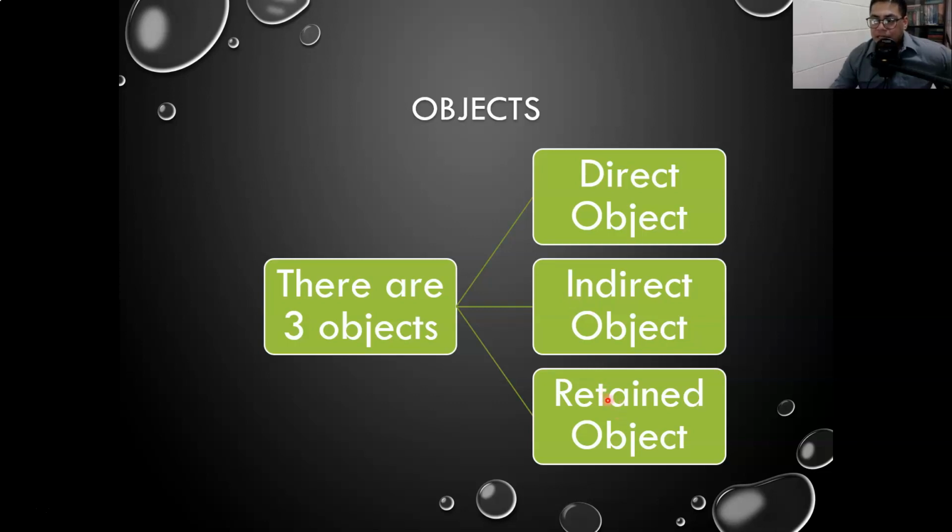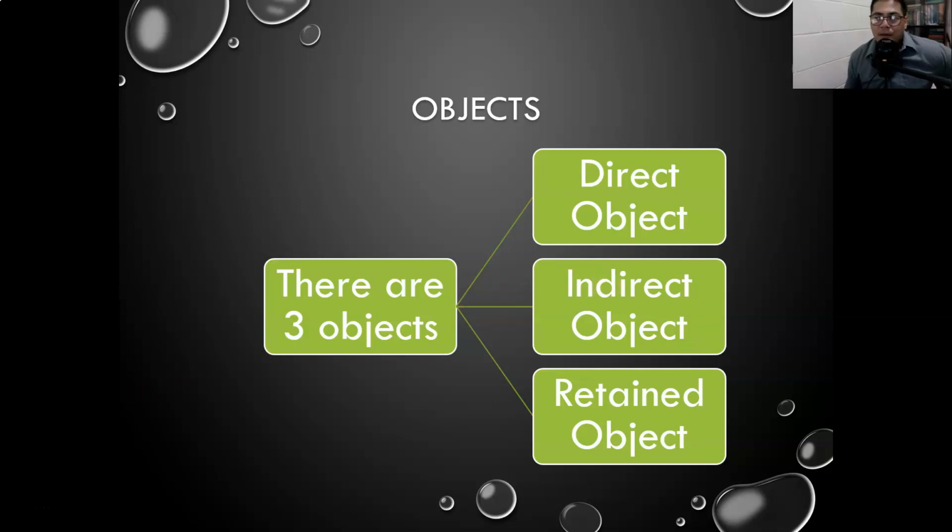What about a retained object? Can I have a retained object and an indirect object, or a retained object and a direct object? No, that is not possible. We only find retained objects in passive voice, and direct objects and indirect objects are found in active voice.